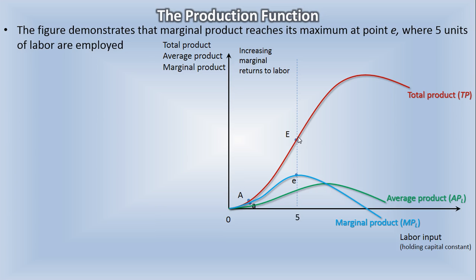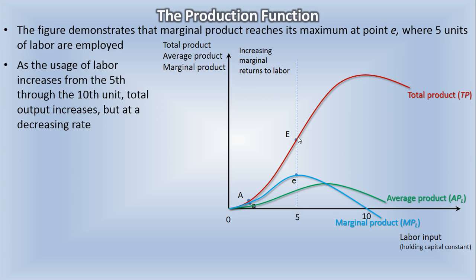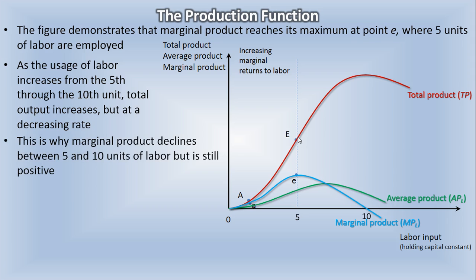And then again, at that point E, the marginal product reaches its maximum. It doesn't become negative right away, but it does start to diminish, meaning each additional person you hire will produce less than the last person hired. So as the usage of labor increases from the 5th through the 10th unit, all the way to the point where marginal product becomes 0 and eventually starts to become negative, total output will continue to increase over that range, but at a decreasing rate. So that's why marginal product declines between 5 and 10, but is still positive.